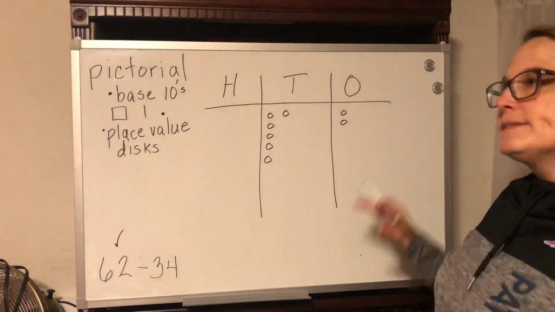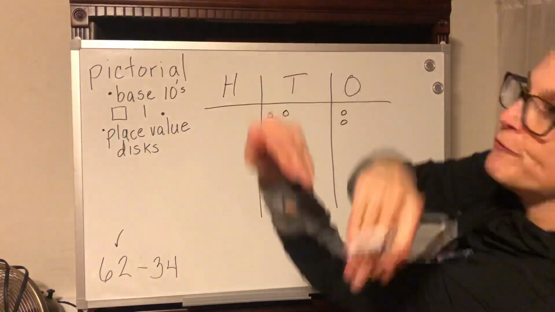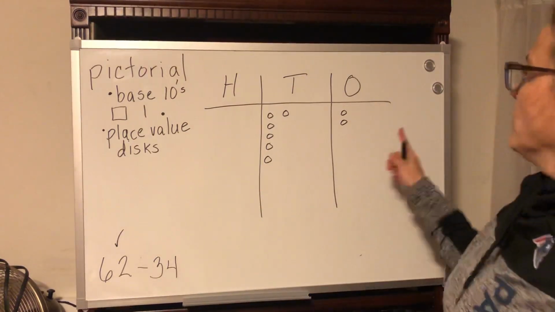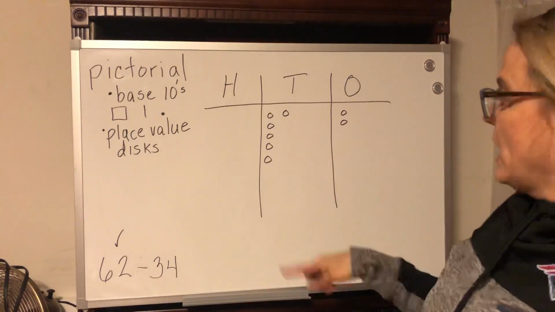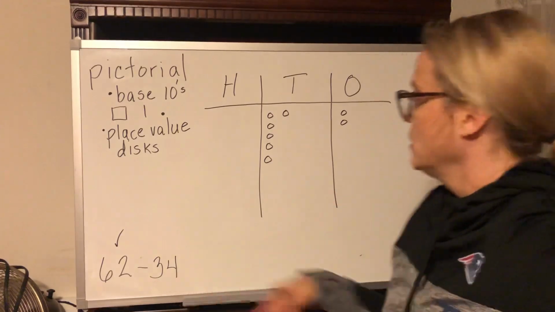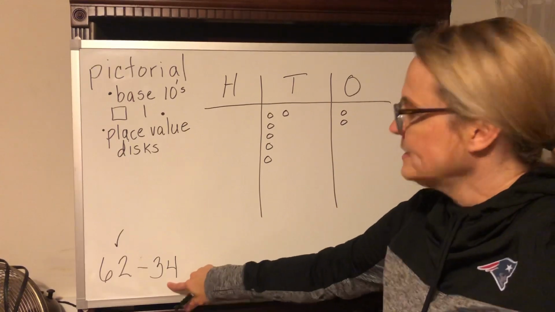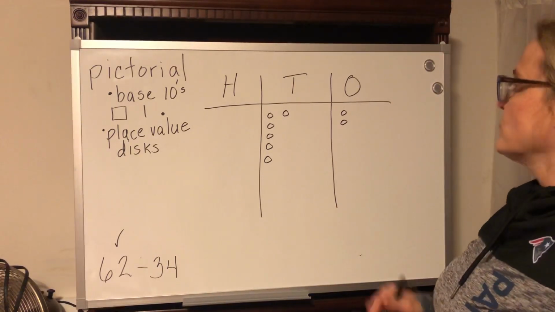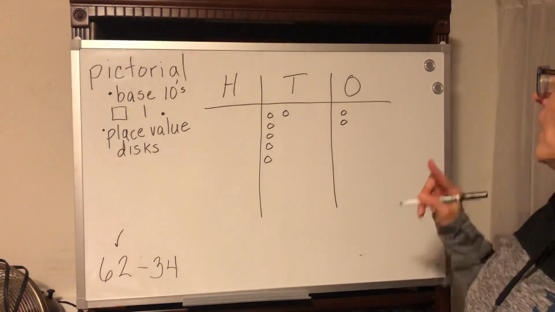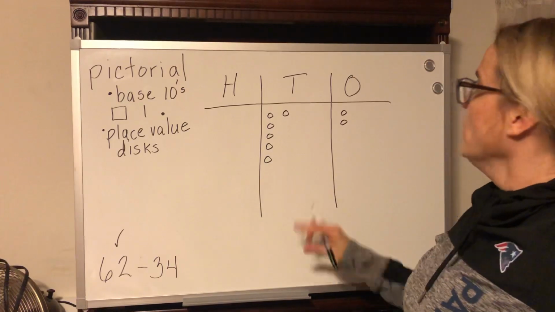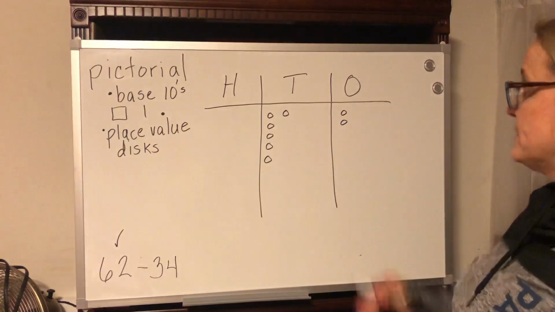Now this is where this differs, because when we're subtracting, we're not putting 34 into the chart. We're actually taking 34 out of the chart. So I'm going to take my 34 out. Well, can I do this? Because I've only got 2 ones, and I need to take 4 ones, and I don't have 4 ones. So what should I do? Should I just throw my hands up in the air and run out of the room? No. What I'm going to do is break apart one of these 10s and get me some more ones, so I would have enough to take away the 4.